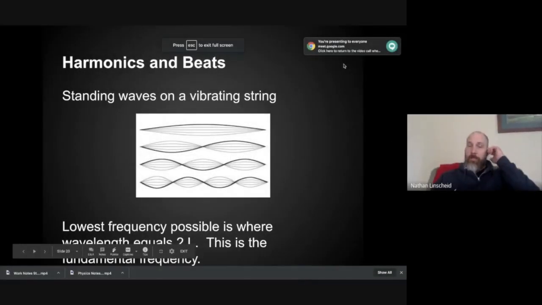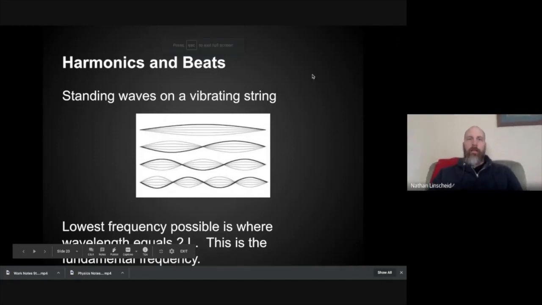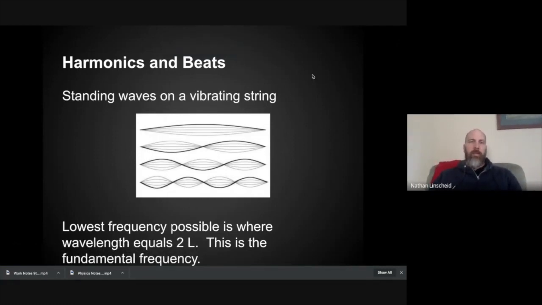Hi, physics students. Today we're going to talk about harmonics and beats. In the last chapter, we talked about standing waves and how you can make waves. If you have one person standing here and one person standing here, and you shake the spring or the string up and down, you can make a wave that just appears to be going up and down here with no motion at the ends.